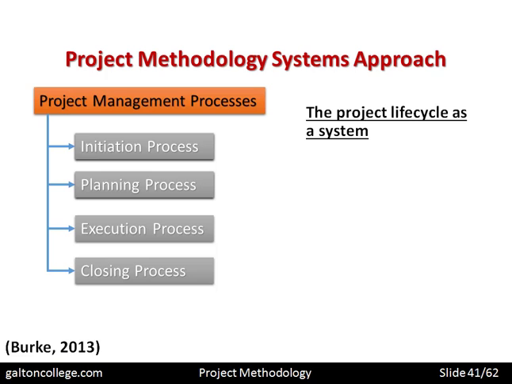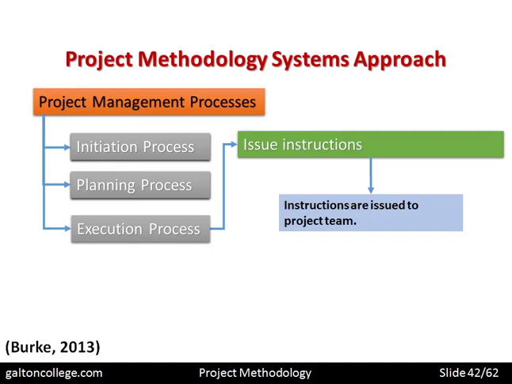So here we have our 4 parts. We've now moved on to the execution phase. Now, this is when we're actually doing it. This has moved on from planning. Now it's implementation, it's execution. So issue instructions. Instructions are issued to the project team. They're instructed what they need to do: who needs to do what, what's expected of them, timescales, and so on. That's issued.